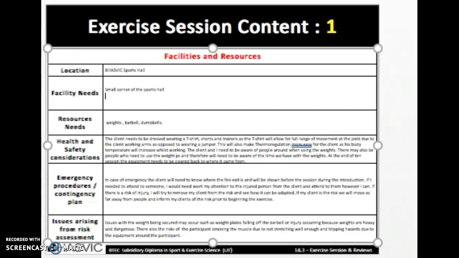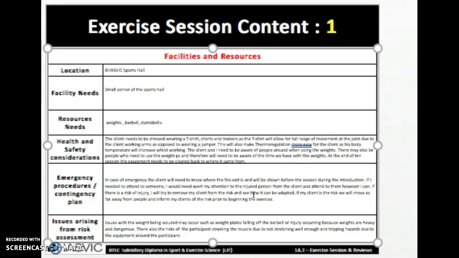If there is a risk of injury, I will try to remove my client from the risk and see how it can be adapted. If my client is the risk, for example, he's using the weights, we will move as far away from people as possible and inform my client of the risk prior to beginning the exercise.